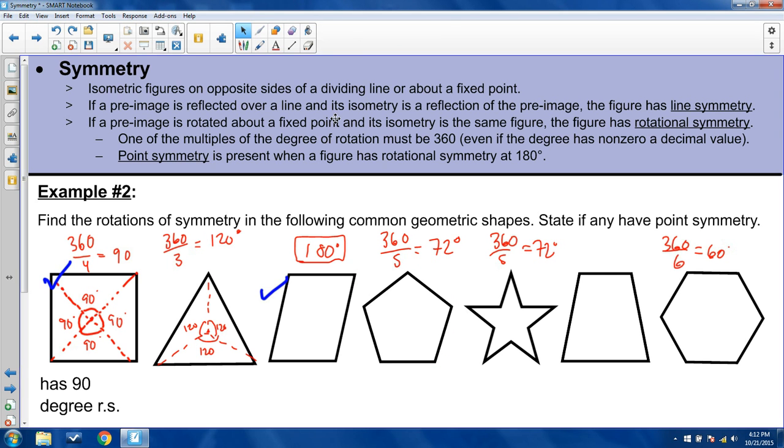Trapezoid had no rotational symmetry whatsoever. And the hexagon, 60, 120, 180. You bet this will have point symmetry. 60, 120, 180. So this also, too, has point symmetry. And that's what it means. So let's check that one off as well. These three do. I'll underline that to say check. Take a look at the blue check marks.